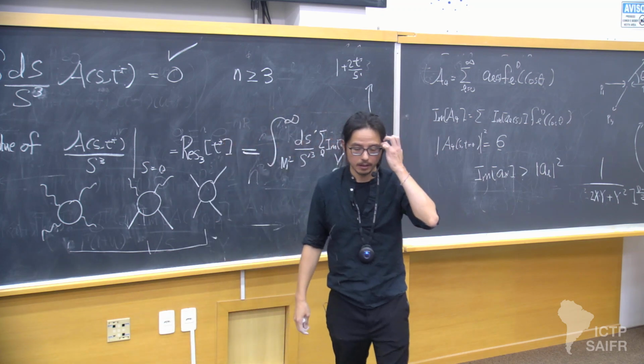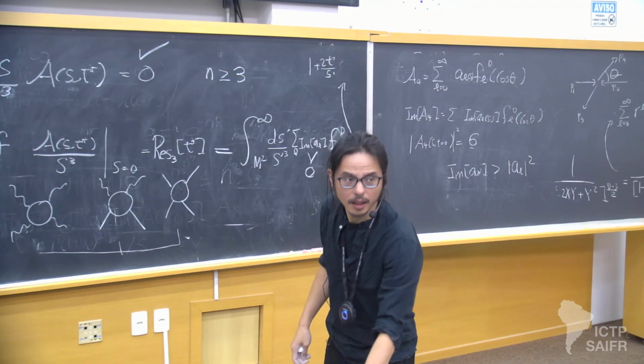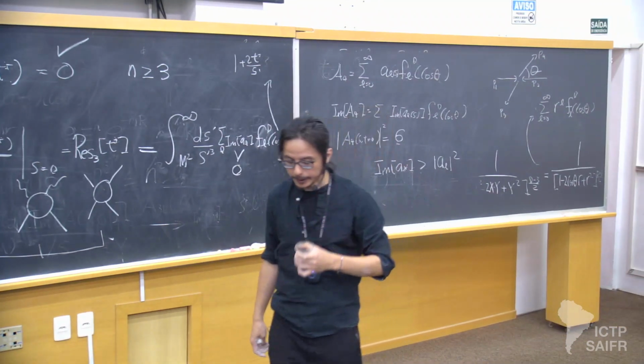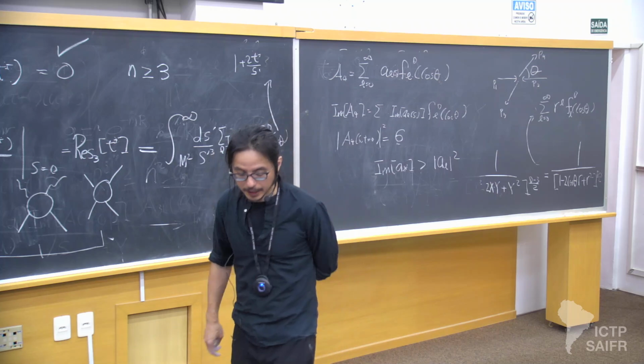And also, this is a very trivial question, but we are always considering these 4-point amplitudes. What would happen if we consider 5-point amplitudes? Will there be any change, or will it be the same? Yes, that's a very good question.